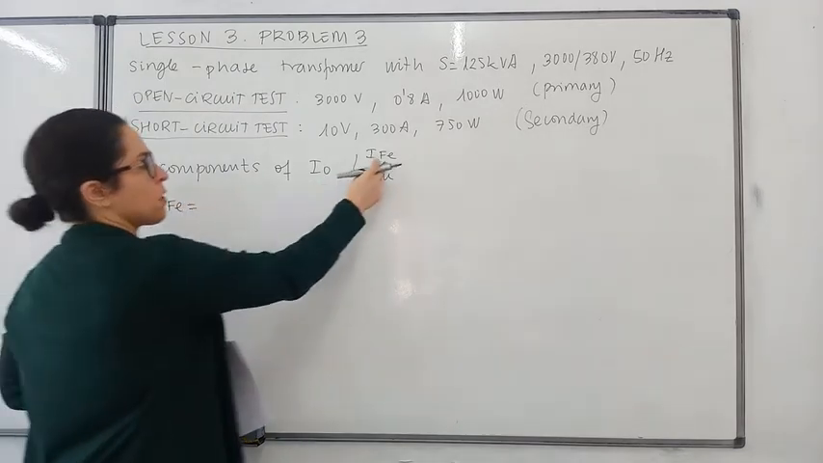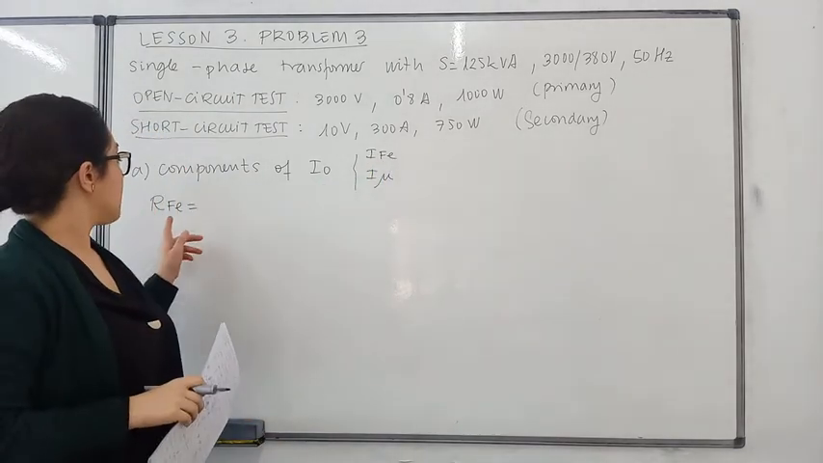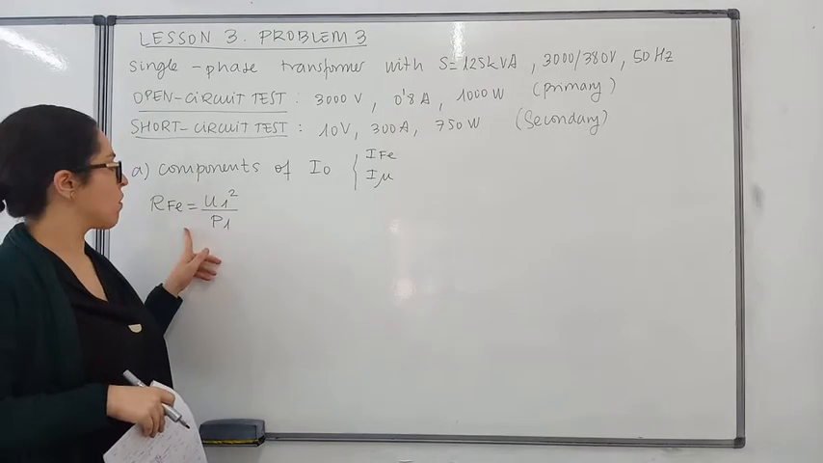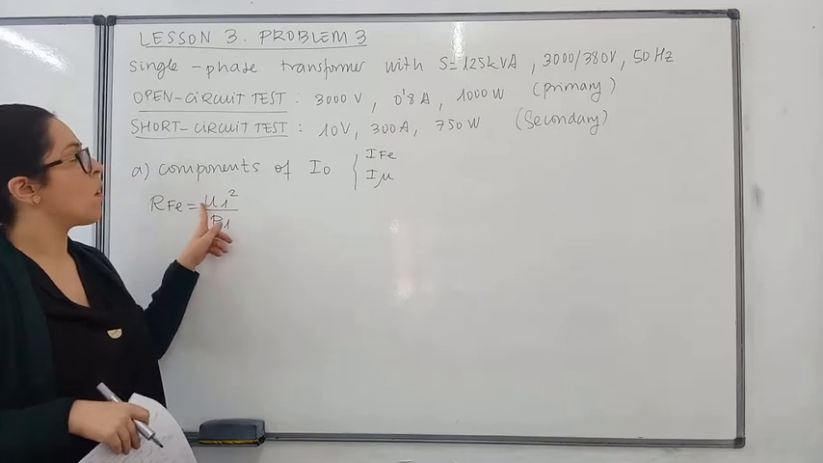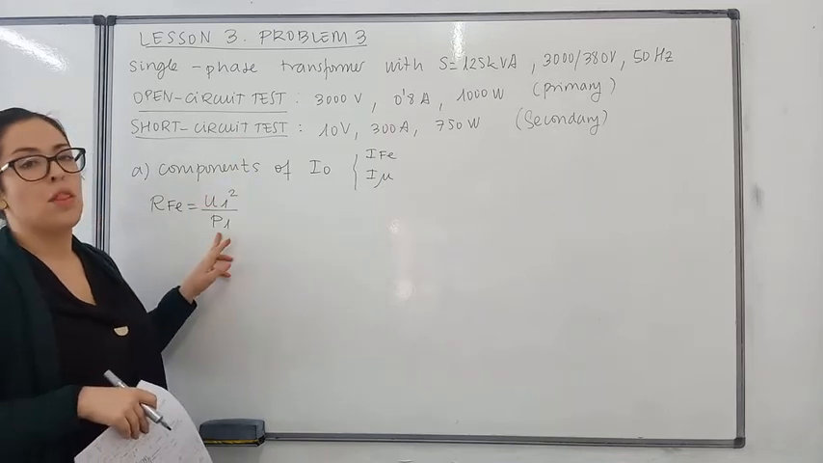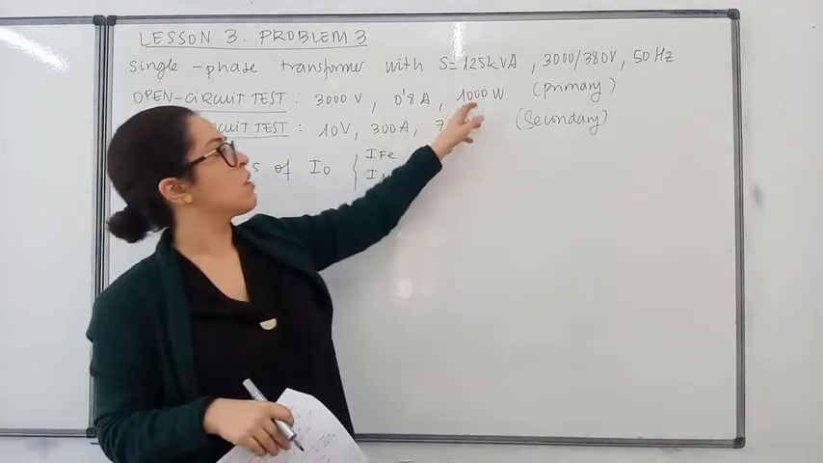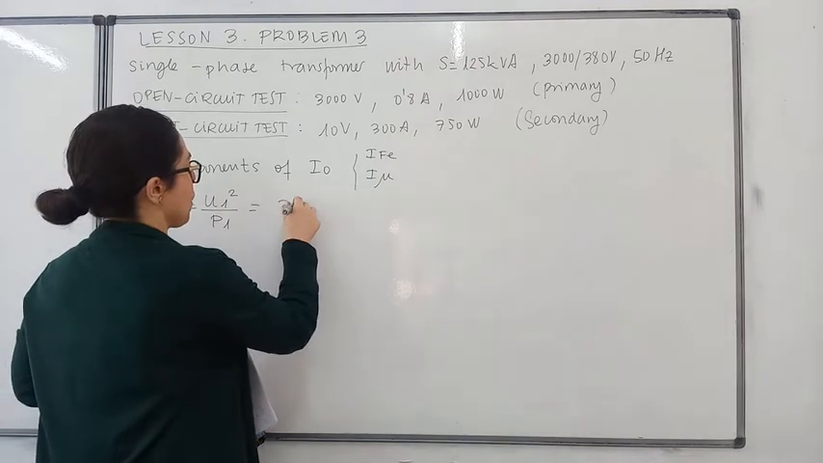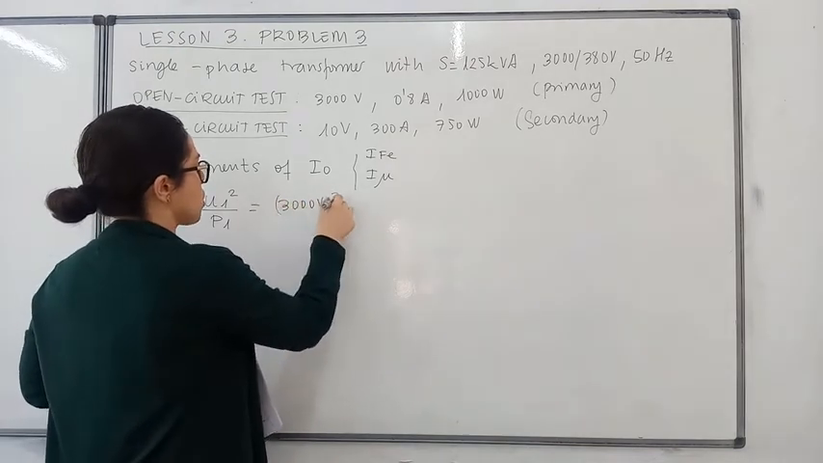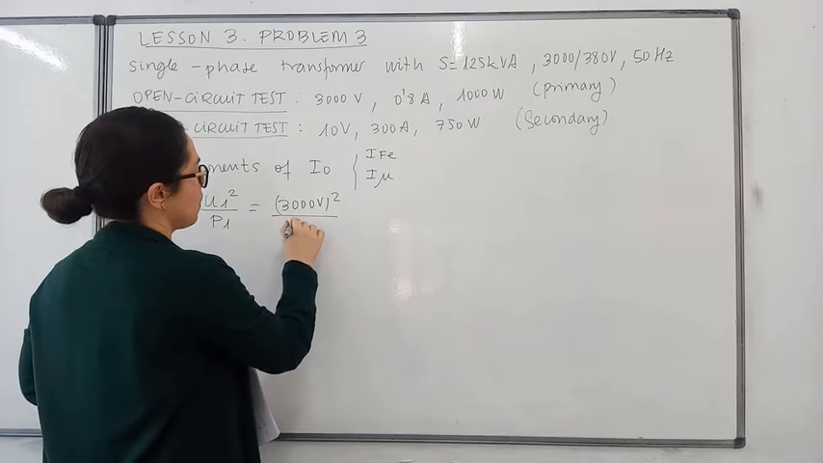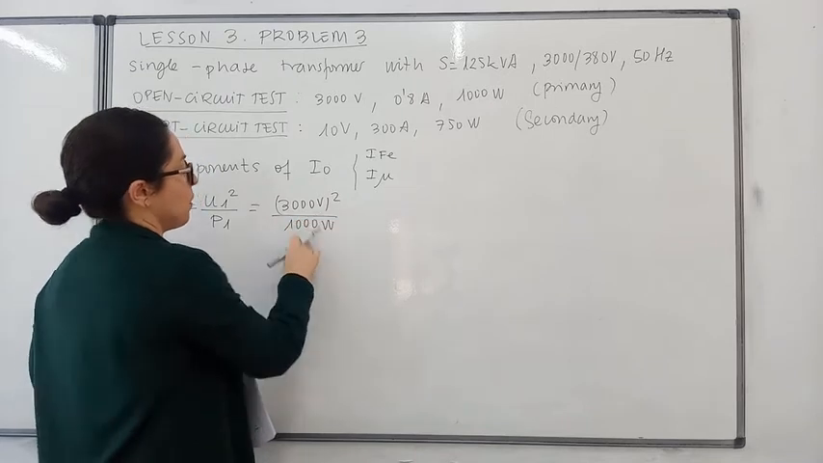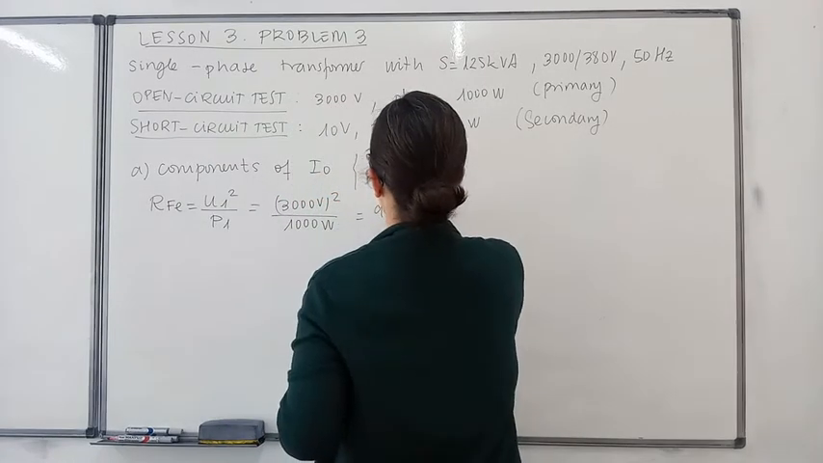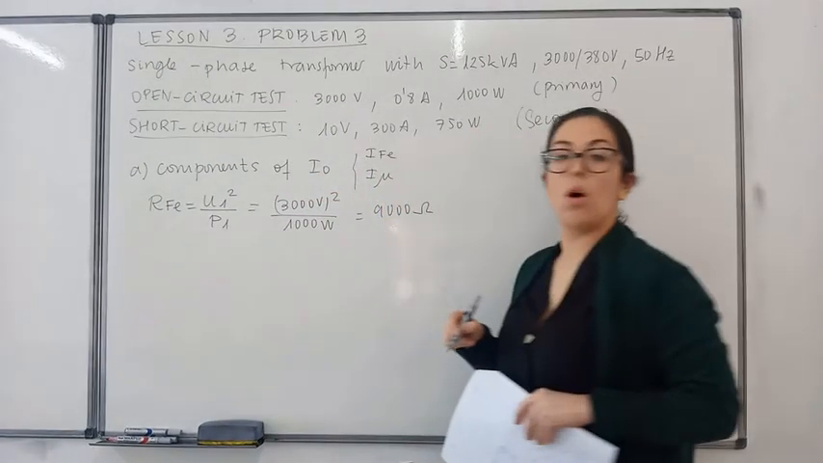For obtaining the current of iron losses, we need first the resistance of iron losses. The resistance of iron losses is going to be the square of the voltage in the primary winding divided by the power measured in the open circuit test. So that is 3000 volts squared divided by 1000 watts, which gives a value of 9000 ohms.